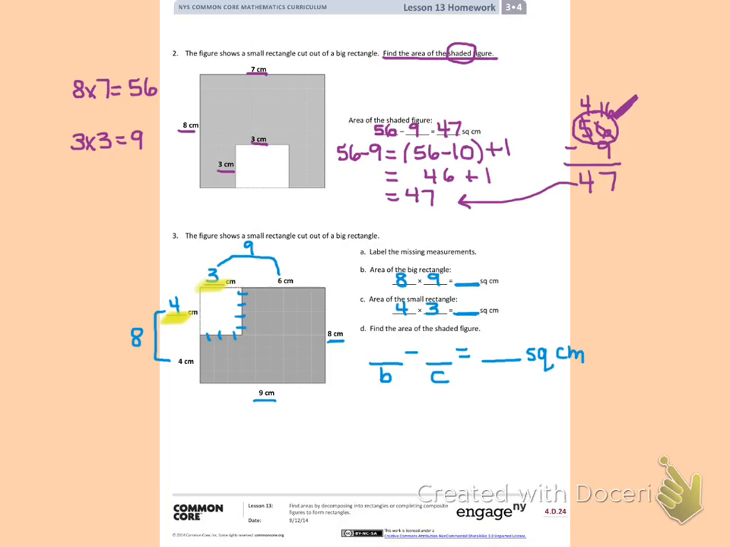Now let's go ahead and make sure we answer with a sentence. The area of the shaded figure is blank square centimeters. Don't forget to capitalize the first word in your sentence and put a punctuation mark at the end of your sentence. And also, don't forget to label the sides like I've done in the picture.